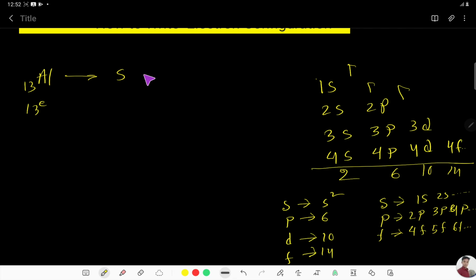So we know this sequence: s, s, p, s, p, s, then d, p, s, d, p, s, f, d, p, s, according to our need. S can take a maximum of 2, then 2, 4, 10, 12, 12, 13, right? So we don't need this. S starts with 1s, 2s, 3s, p starts with 2p, 3p. So now we have 13 electrons, right? Okay.